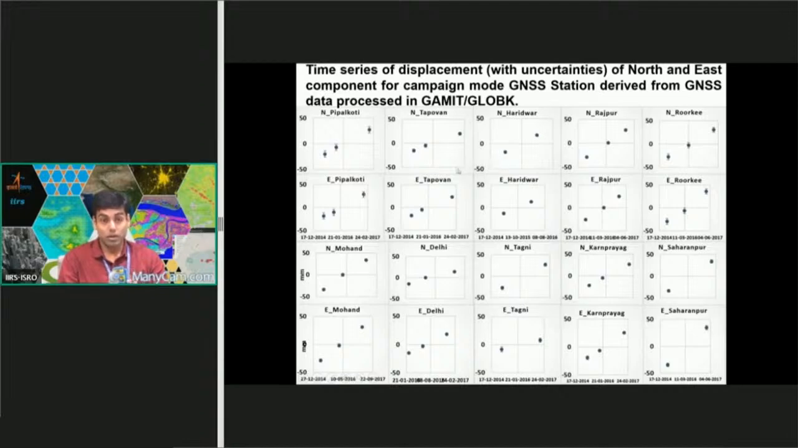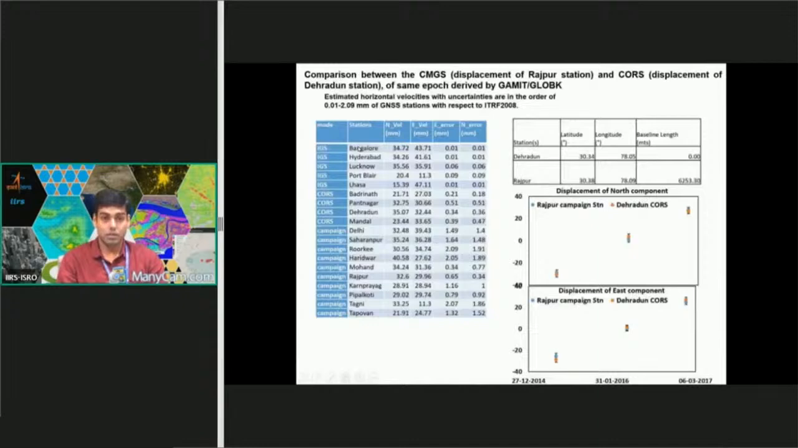You have done the centering. Your instrument was rightly centered and leveled. Because of that, you got a linear relationship in all the components, in all the stations. So it confirms that we can also achieve millimeter accuracy in the campaign stations.